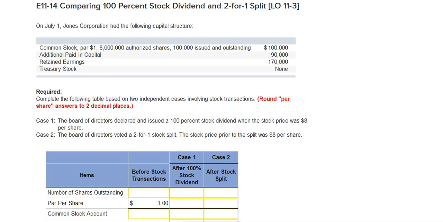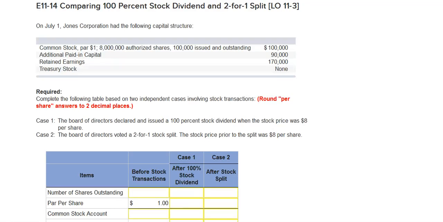In problem E11-14, we are asked to determine the impact of a stock dividend and a stock split on stockholders' equity. In both cases, total stockholders' equity remains unchanged. Here's a quick review. In a stock dividend, you are distributing stock instead of cash to your stockholders.